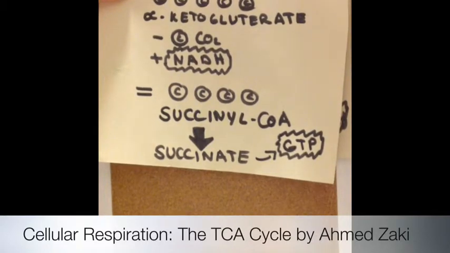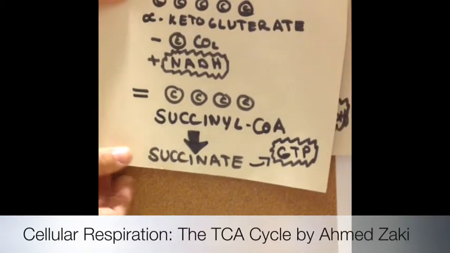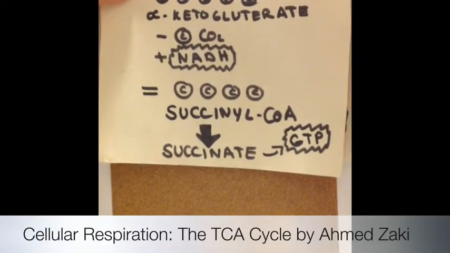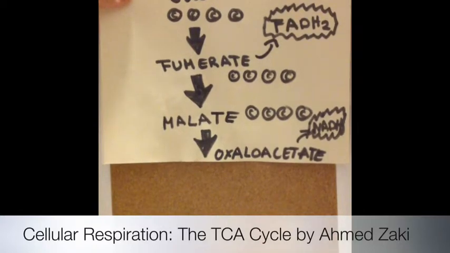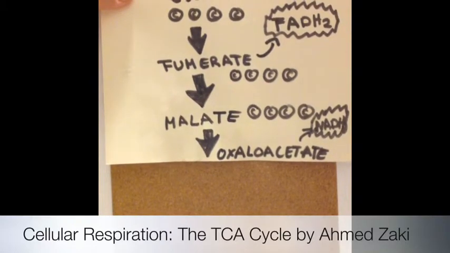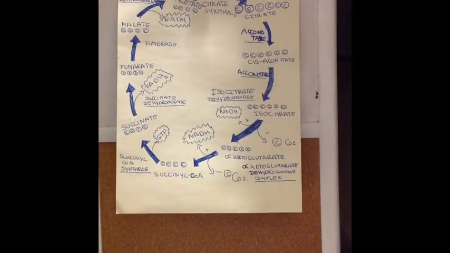Succinyl-CoA is then converted into succinate, producing a GTP in the process. GTP is equivalent to ATP, as they are both nucleotide triphosphates. Succinate is then converted into fumarate, which makes the first and only FADH2 in the cycle. Fumarate then gets turned into malate, which is then oxidized to oxaloacetate, one of our initial starting materials. The oxidation of malate produces the 3rd and final NADH molecule.